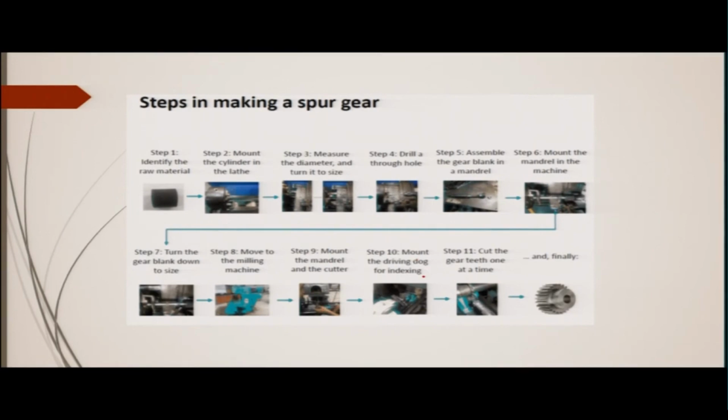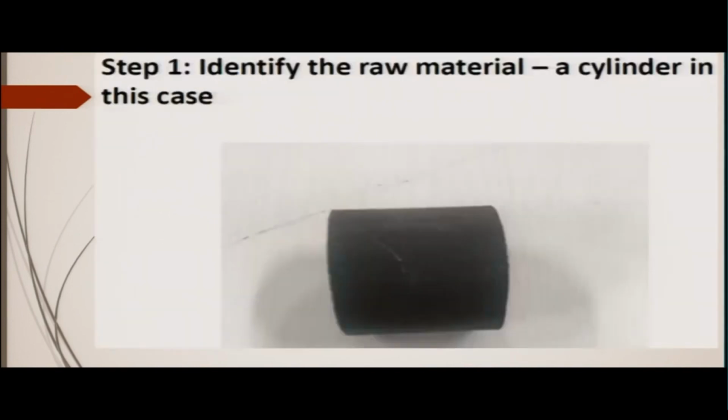Mount the driving dog for the indexing. This is something new for making the cylindrical part. Cut the gear teeth one at a time, all right. The procedure is almost the same as in the case of the bevel gear, only here it is the straight teeth that you are talking about, and what you finally get is the spur gear ready for use. These are the steps.